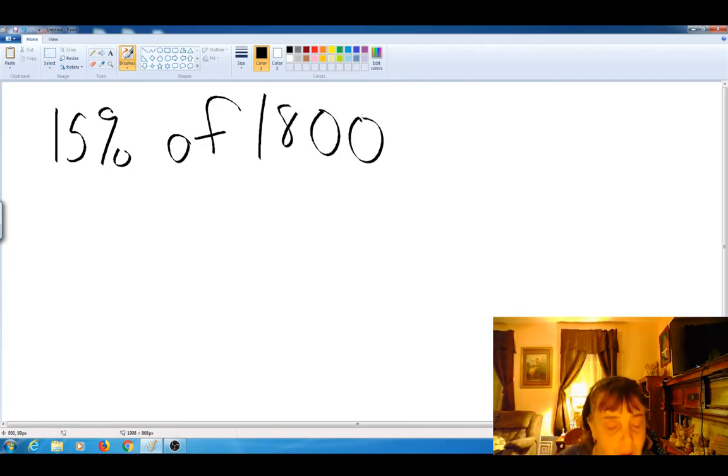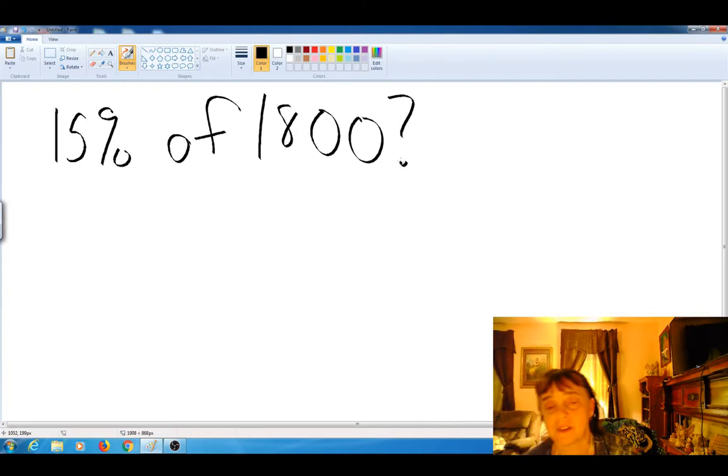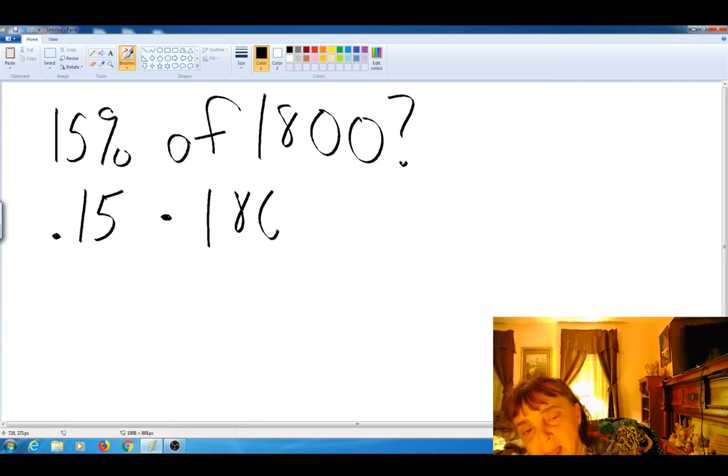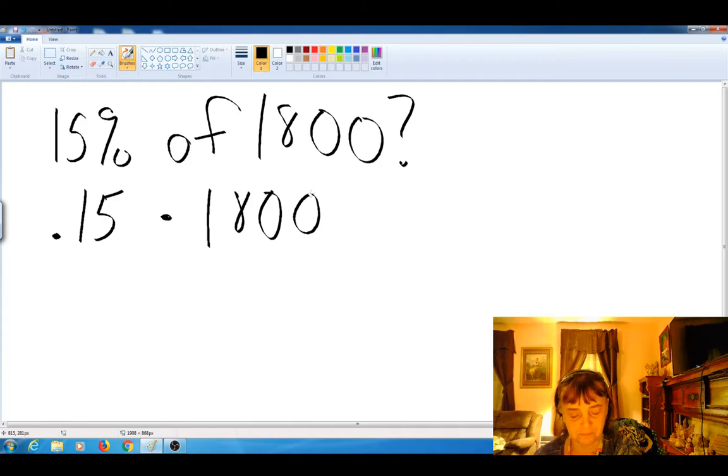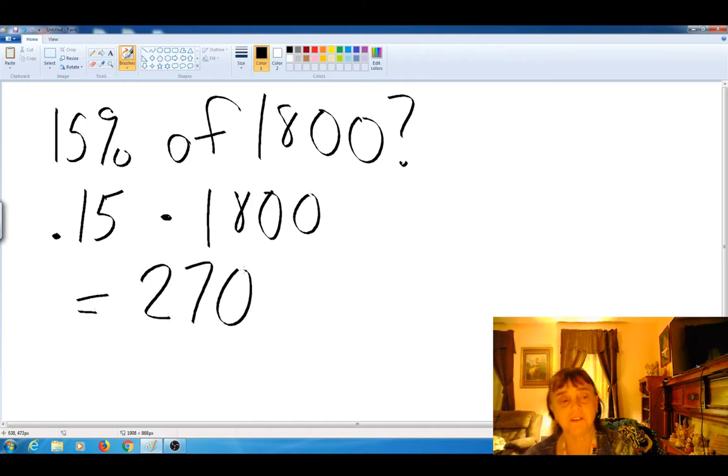Now, I said, what price do they pay for the piano? That means I'm talking before the sales tax. So now 15% of 1,800, change the percent to a decimal, drop the percent sign, divide by 100, or move the decimal point 2 places to the left. And the term of always means multiply. $270. So 15% of 1,800 is $270.